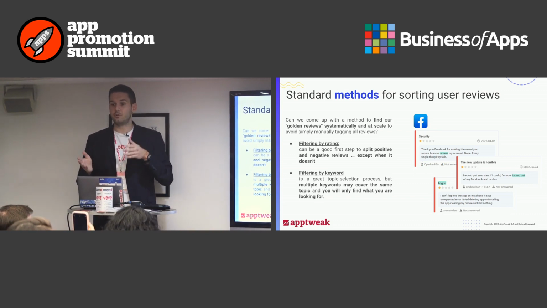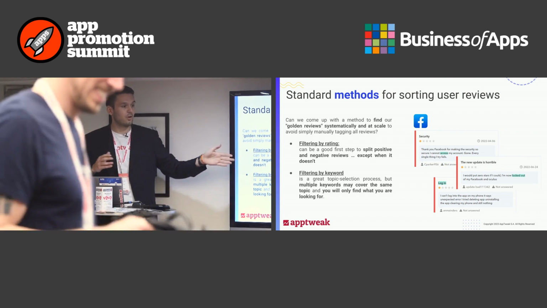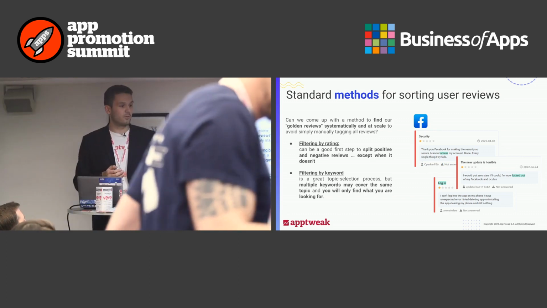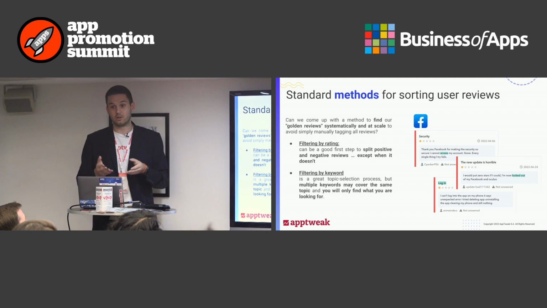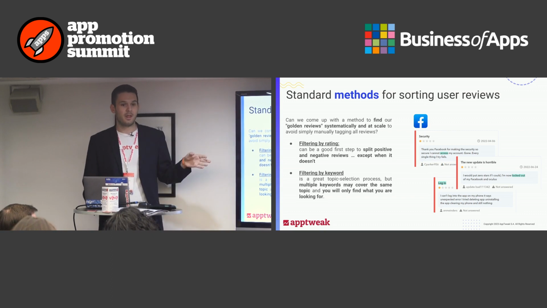Another main issue with this method is that you will only find what you're looking for. You still have to do the manual work of putting in some keywords, and when you put in the keyword login for the Facebook 1-star reviews, you know what you're gonna find. You're not gonna come across something unexpected, and that's what we want. We want to find the unexpected. So basically, this is where we were standing, where the data science team came in.